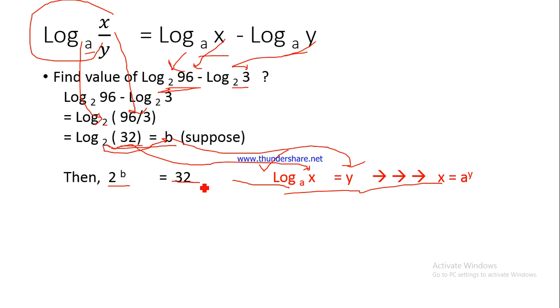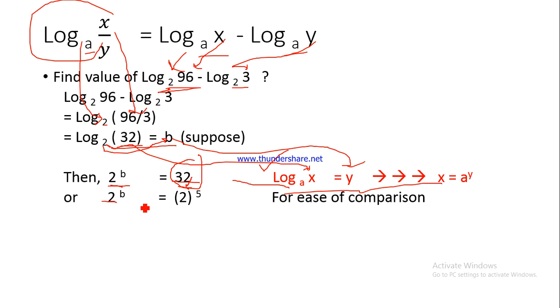And I am using the procedure which I had used last time. What we have to do is we have to ensure that this term here is same on both the sides. So what will I do? I'll write this 32 in form of 2 raised to the power 5. So I have written this 32 in this particular form, 2 raised to the power 5.